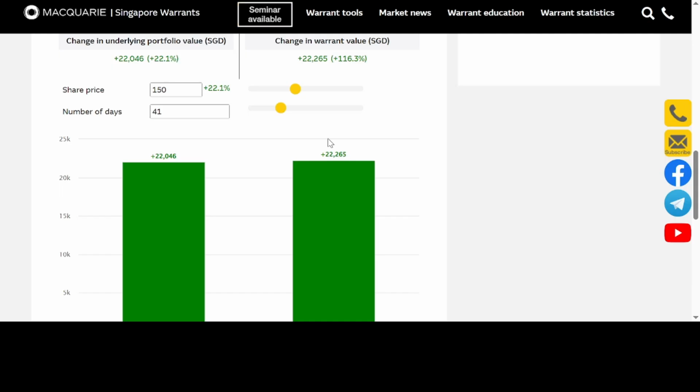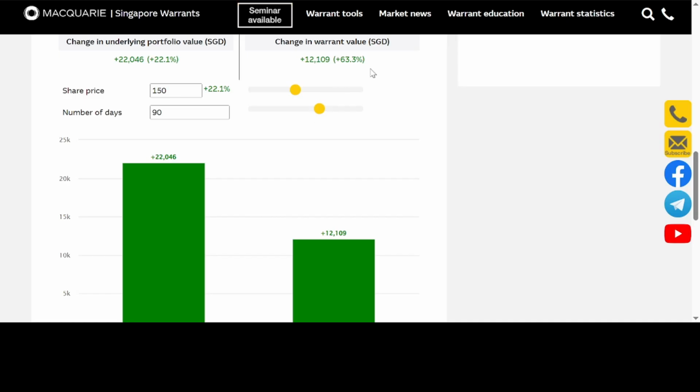You will notice that holding onto the warrant for longer than 41 days, say 90 days for example, will continue to generate percentage gains larger than that of the stock's percentage gain. But the dollar price returned on the warrants will now be less compared to the shareholding position.